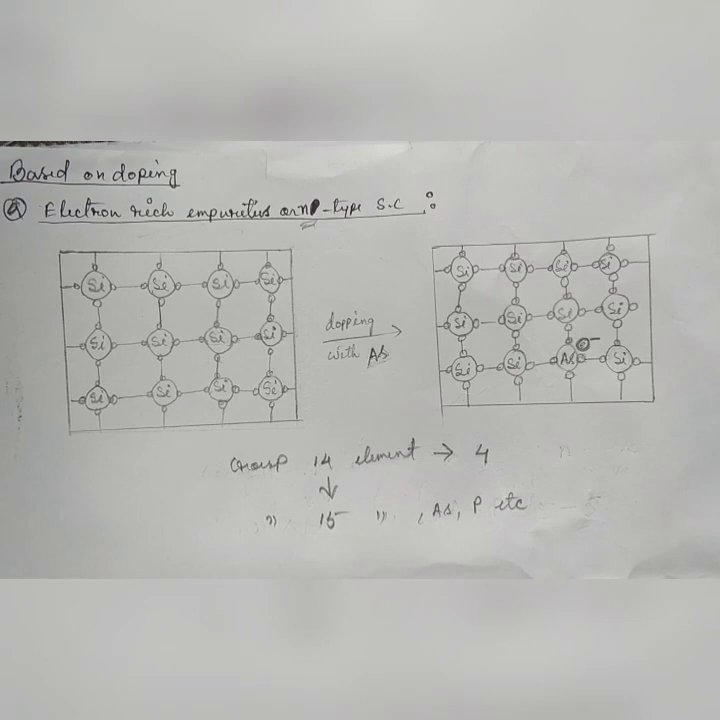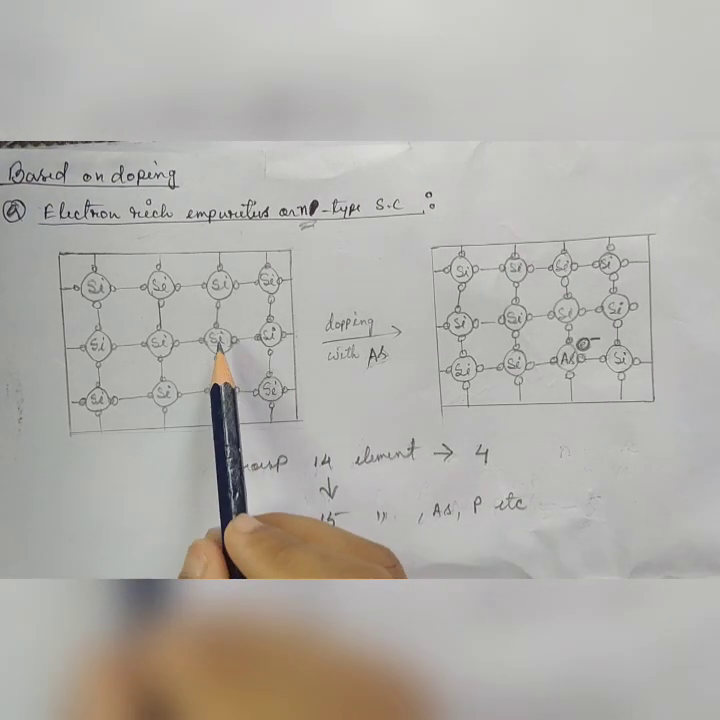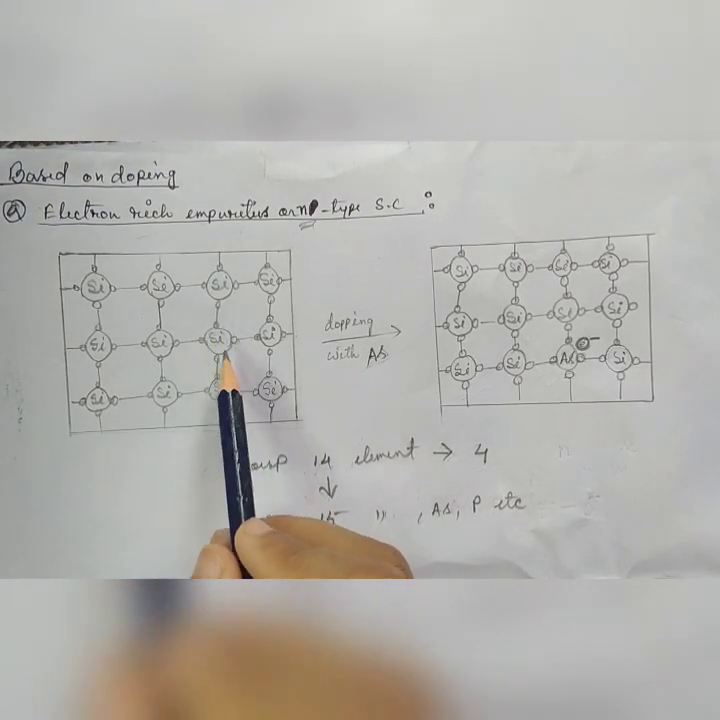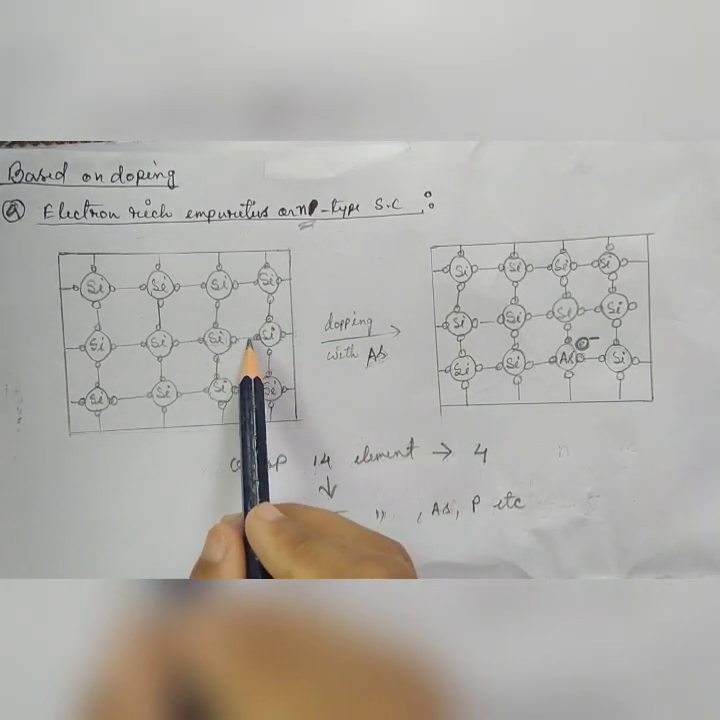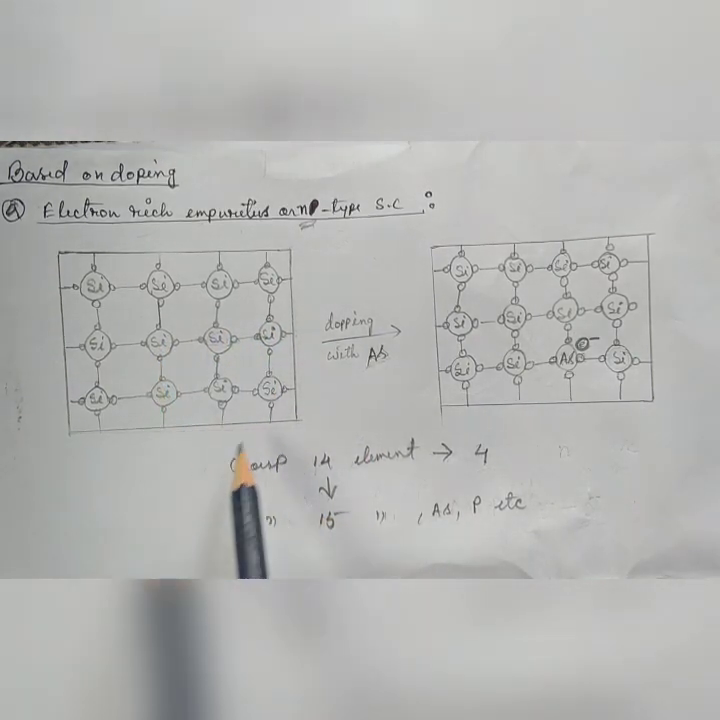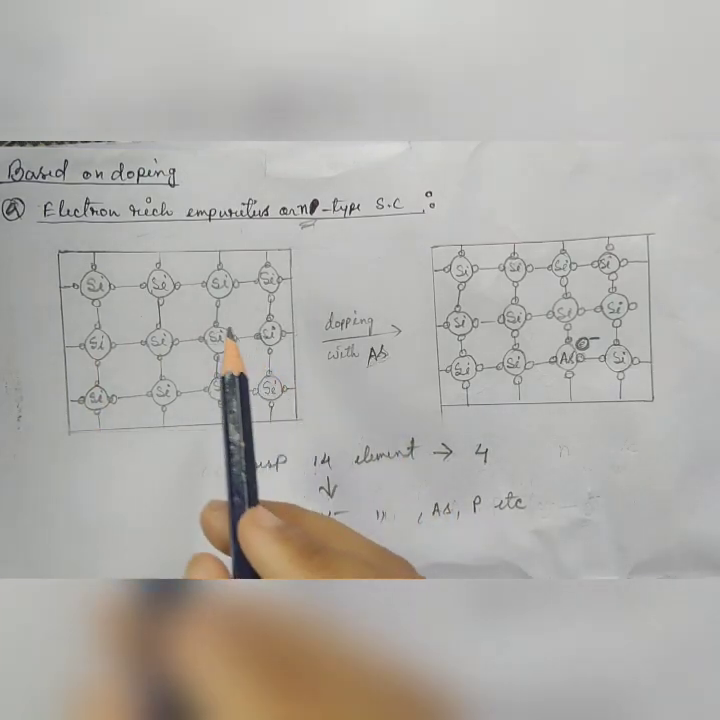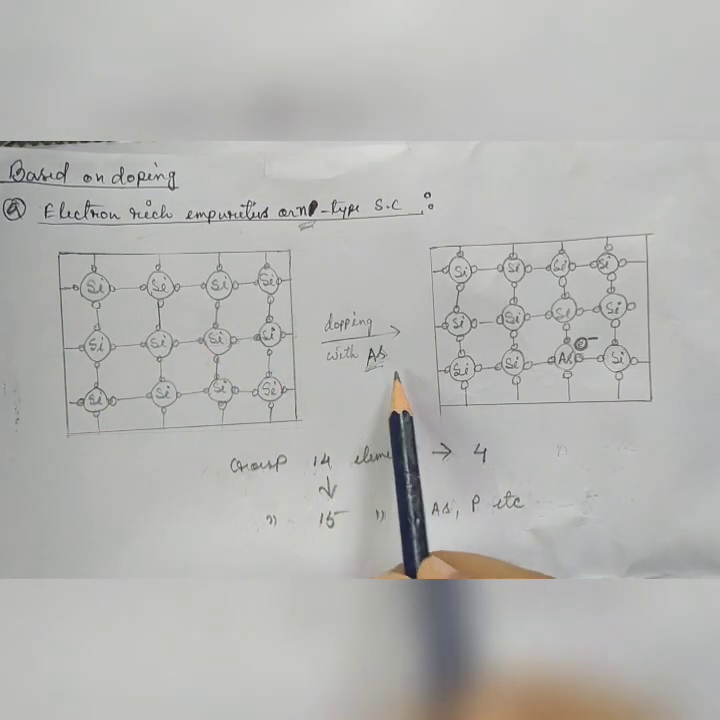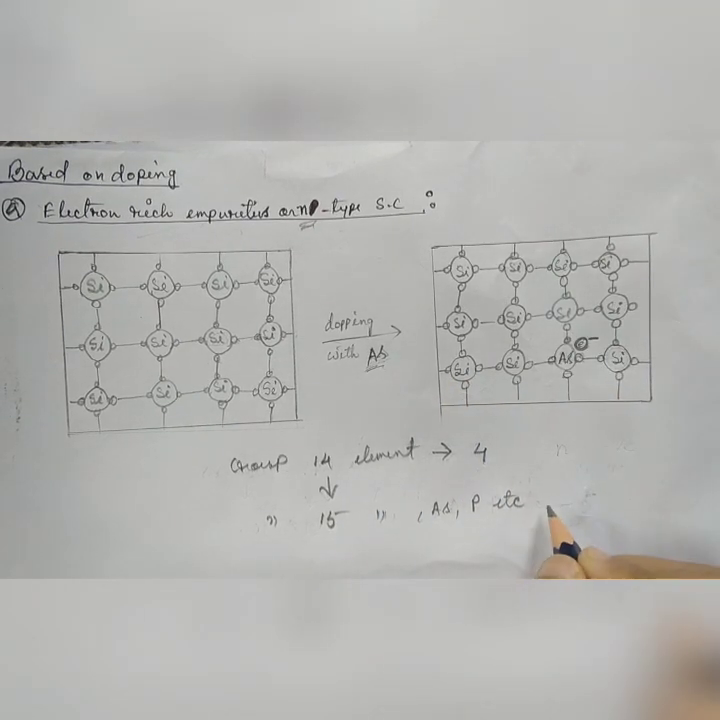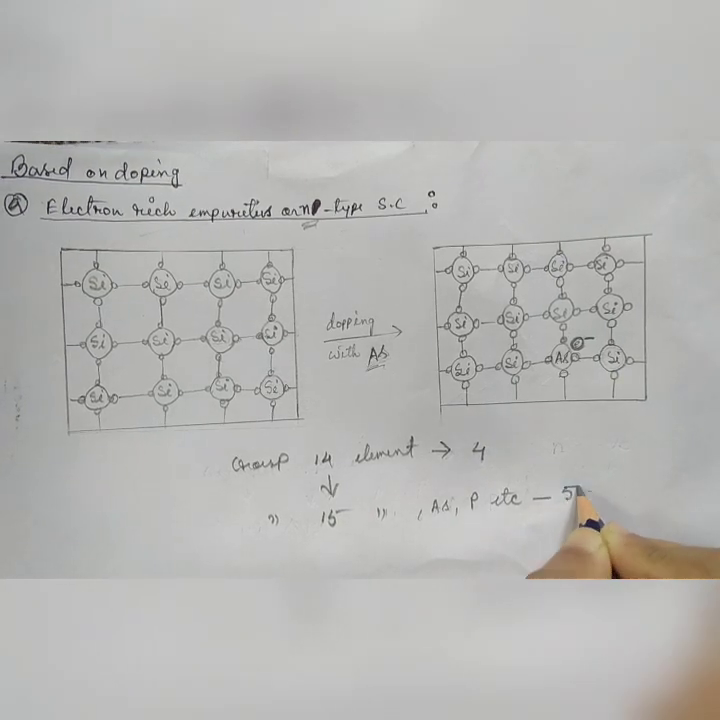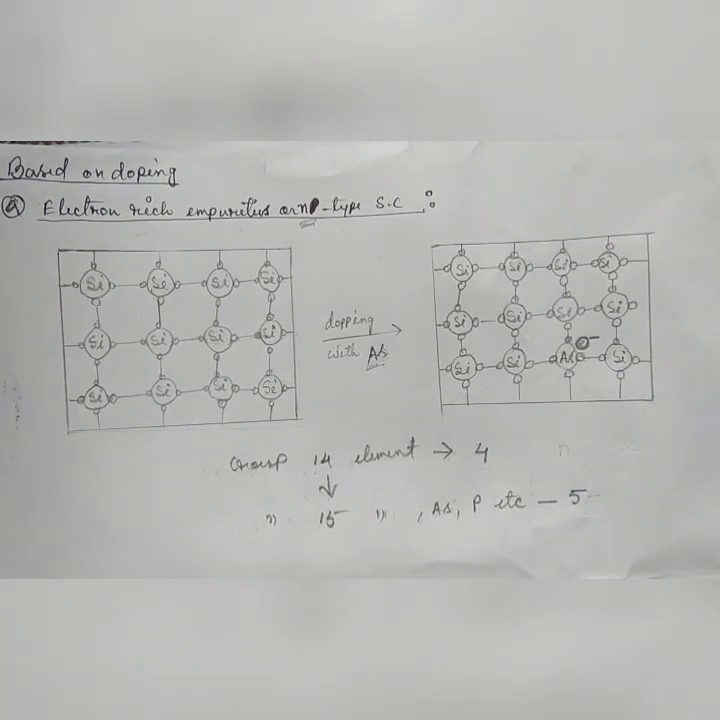This silicon has how many valence electrons? 1 2 3 4. This silicon also has 1 2 3 4. So they will form bonds with each other to create this perfect crystal. Now this silicon will be doped with arsenic or phosphorus, that means with a group 15 element. Okay, now in group 15 elements there are a total of 5 valence electrons.